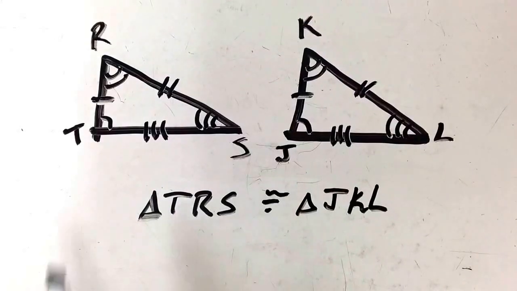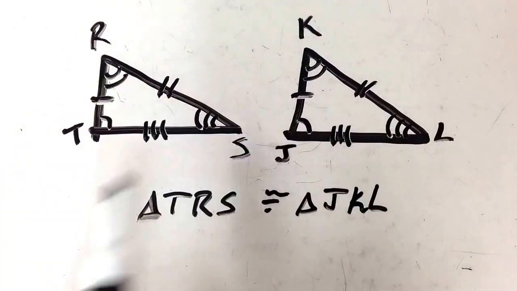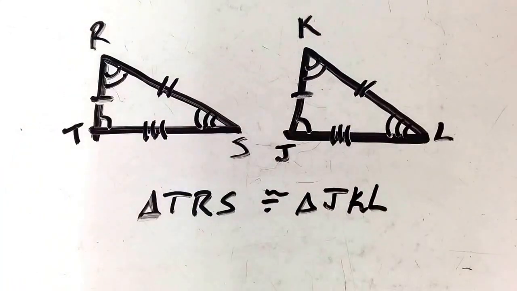Now, not only did I label these as triangles, it's important that I have my letters in the same direction. What I mean is I went from TRS, I went up and then over to make my triangle with my letters. And I need to do the same thing over here, because essentially what I'm trying to do is match up T and J, R and K, S and L. Alright.